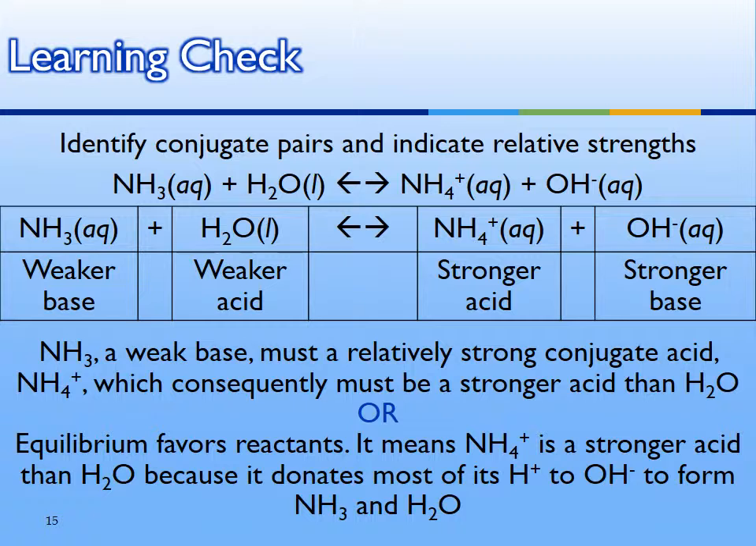Or you could say, well, following what I just said, equilibrium favors the reactants. It must mean that the ammonium ion is a stronger acid than water, given that it donates most of its hydrogen ions to the hydroxide ion to form ammonia and water.